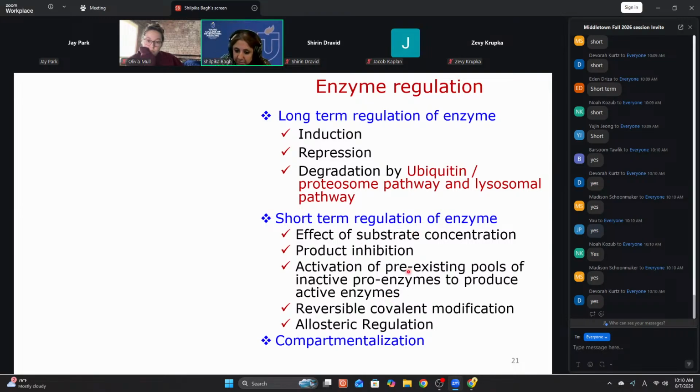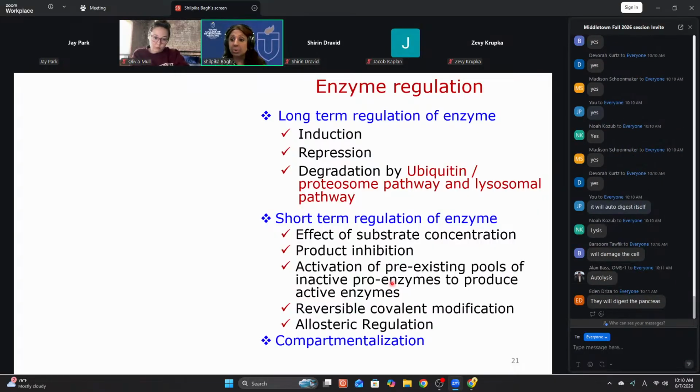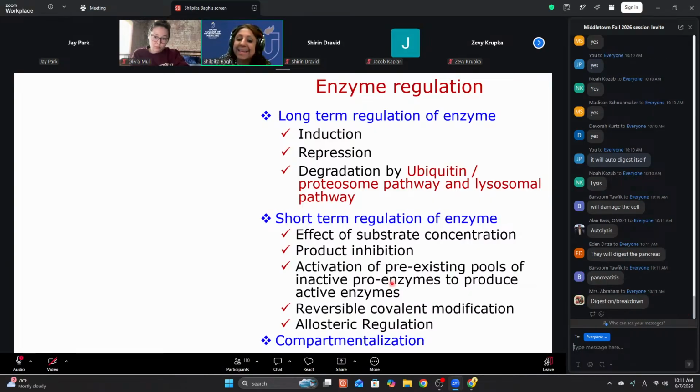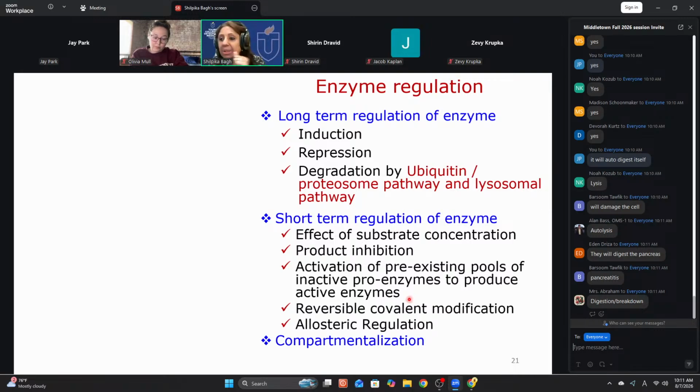Now, somebody asked me what is proenzyme into enzyme conversion. Please know that some pancreatic proteases cannot be active inside the cell. Why? Why can some pancreatic proteases, for example, not be active inside the cell? What will happen if they are active inside the cell? It will cause autolysis, autodigestion, and pancreatitis. That's why they exist as proenzyme in the cell and they become active only in the lumen as enzymes. Proenzyme into enzyme is that kind of regulation.